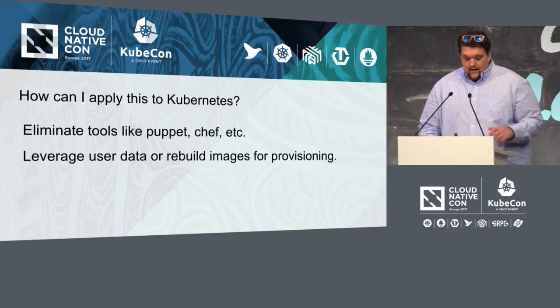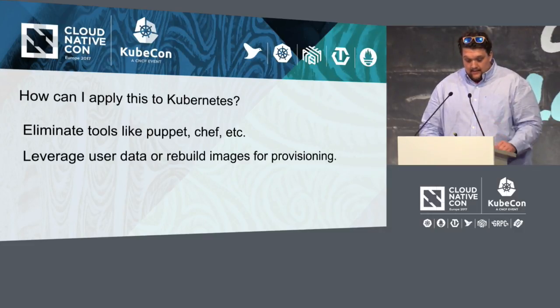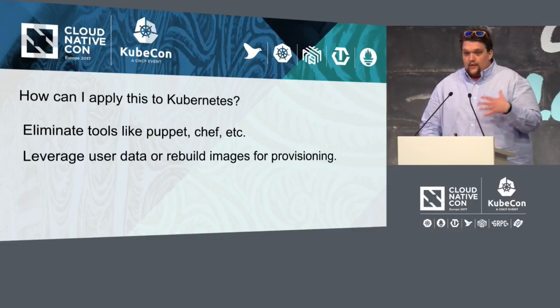So how do I apply this type of thinking to my Kubernetes cluster? Well, first, you could leverage something like user data, cloud config, anything like that. You could use pre-built images, something like AMIs. Provisioning your cluster in this way has the benefit of being typically much faster than using older provisioning methods.